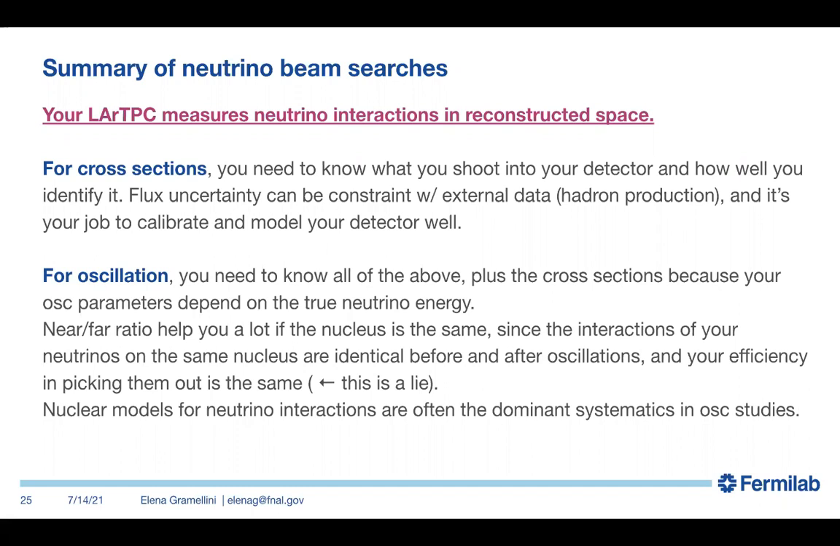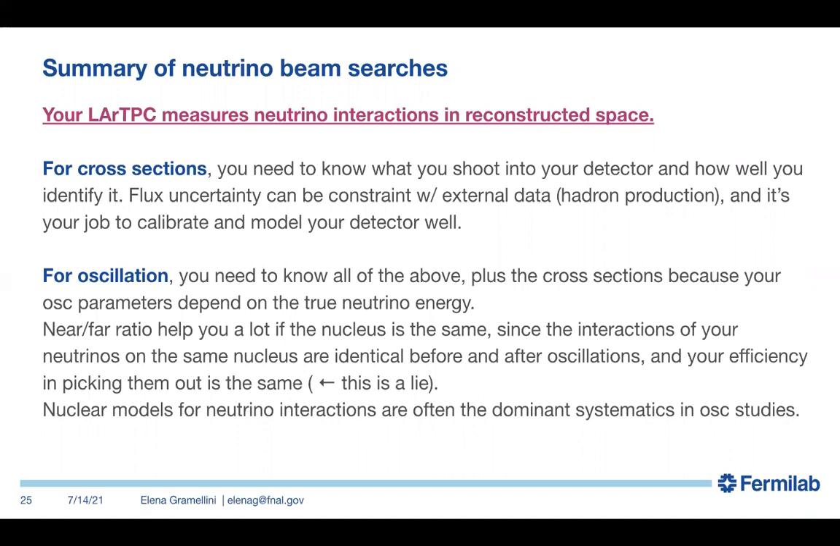Doing near-far ratio, so having more than one detector, especially of the same nuclear type, helps you a lot, because again, you can diminish the uncertainty that you have on the interaction model if you use the same nucleus, for example argon. Roughly your efficiency for picking out the interaction that you care about, for example nu e, is the same. And I'm already telling you a lie, because of course the reality is a little bit more complex than that. When you're doing a multiple detector analysis, you need to basically calibrate one against the other.